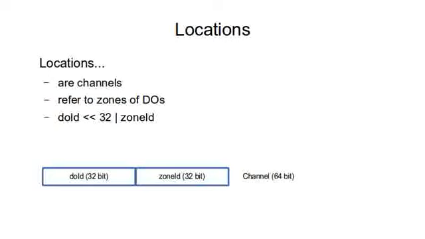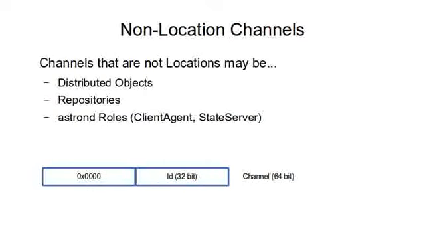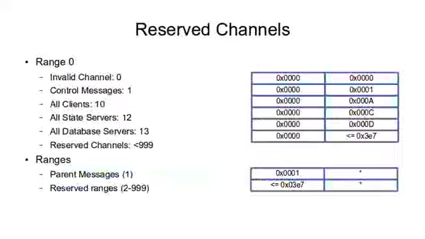They are channels that refer to zones of distributed objects, and their IDs are created simply by putting the distributed object ID in front of the zone ID. There is also a bunch of other channels in use in an active Astron network, namely those channels for distributed objects, repositories, and certain roles of the Astron daemon process, namely the client agent and the state server, which I will discuss in the next video. There is also a list of reserved channels. The lesson to be learned here is that your object IDs should be numbers between 1000 and 4.2 billion.